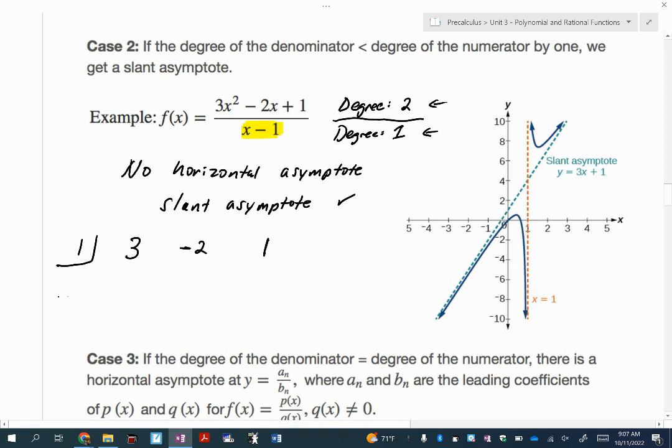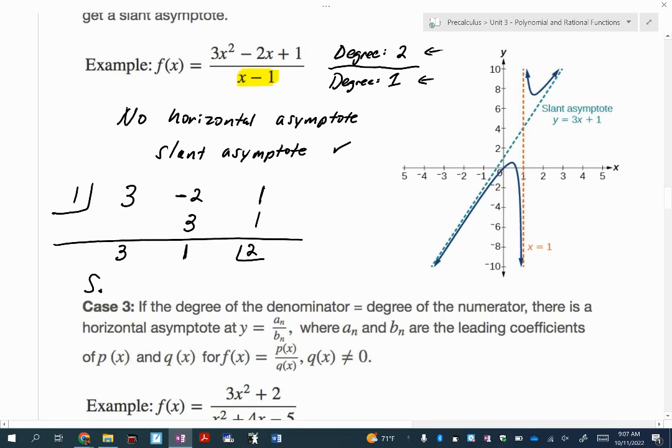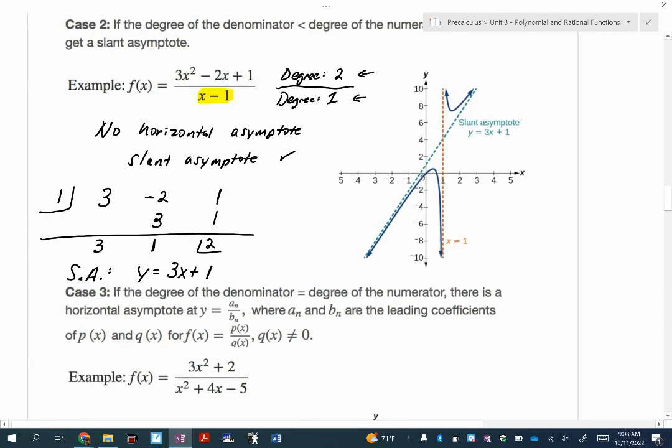So 3, -2, and +1. Bring down the 3. 3 times 1 is 3. When you add this together, you get 1. 1 times 1 is 1. And so when you do this for slant asymptotes, notice I'm trying to find the slant asymptote, I actually don't care what the remainder is. So your slant asymptote, or SA, is going to be y equals 3x plus 1. You'll notice I'm not writing the remainder, just using those first two numbers to write the slant asymptote.